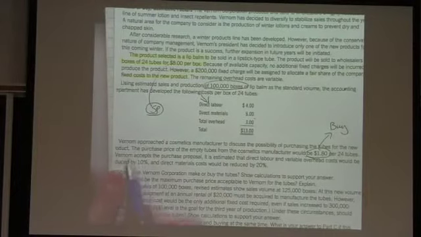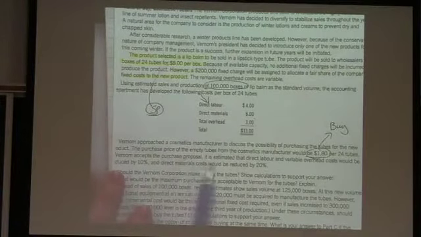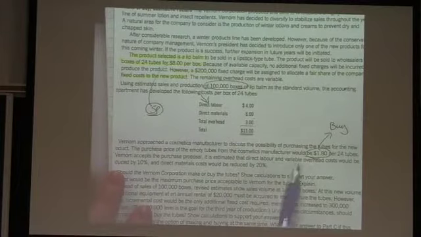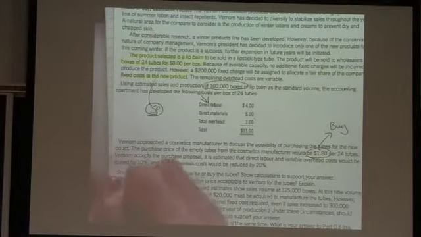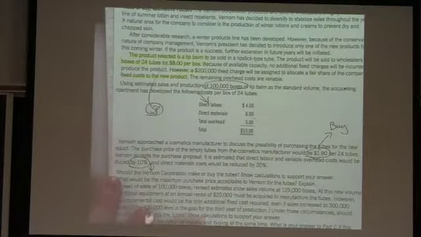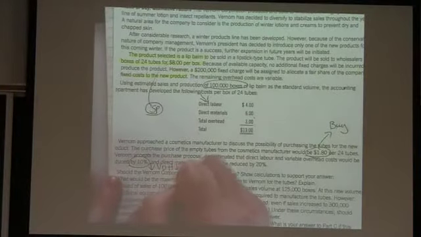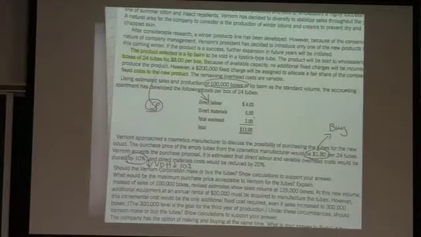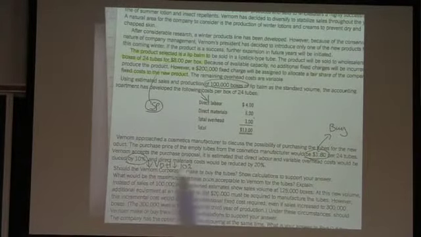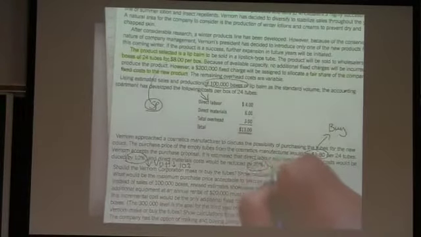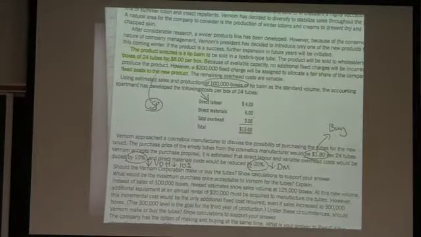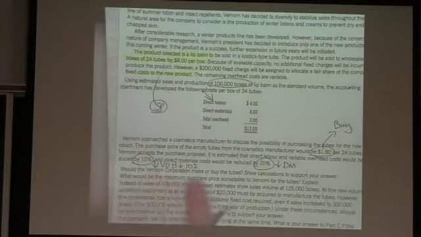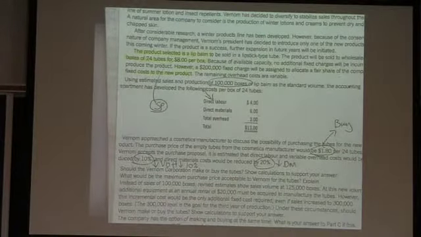Okay. Vernum accepts the purchase proposal. It estimated that the direct labor and variable overhead costs would reduce by 10%. So this is the variable overhead reduced by 10%. And then it says direct materials would be reduced by 20%. First question: should the company make or buy the tubes? Show the calculation. That's the first question.